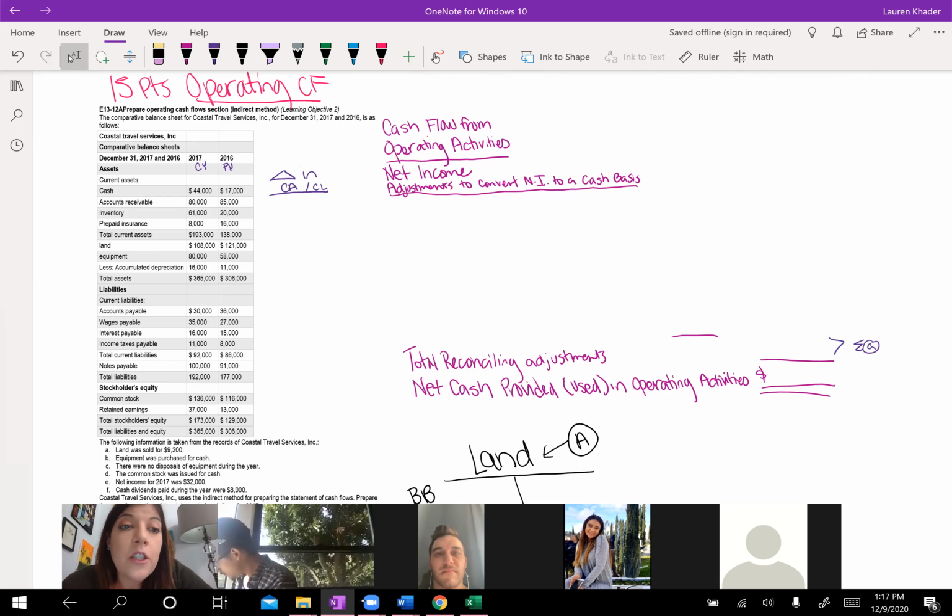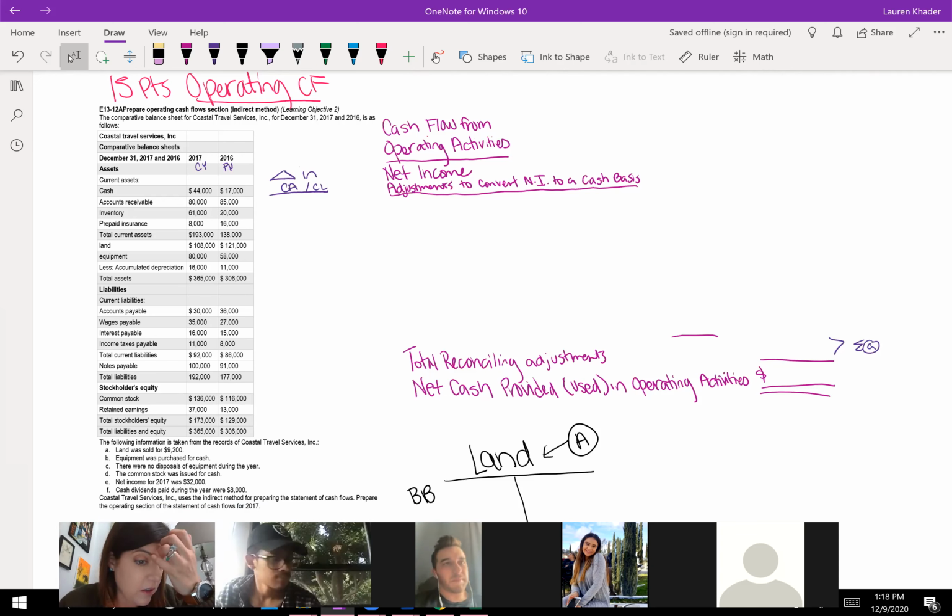Prepare the operating cash flows section using the indirect method. So it's a 15-point question. You're not preparing the whole cash flow statement. It's just the operating cash flow. They give you the comparative balance sheet. So the current year is 2017. The prior year is 2016. And then they gave us some supplemental information below that we're going to use. So remember the 3-step process that we have.